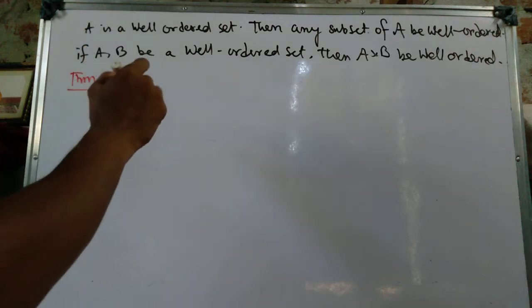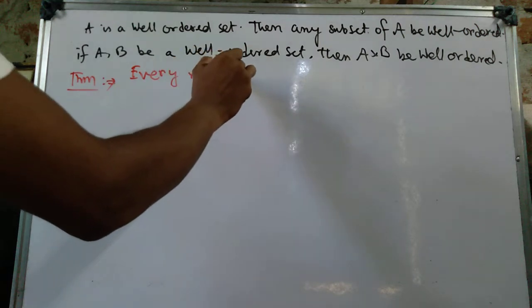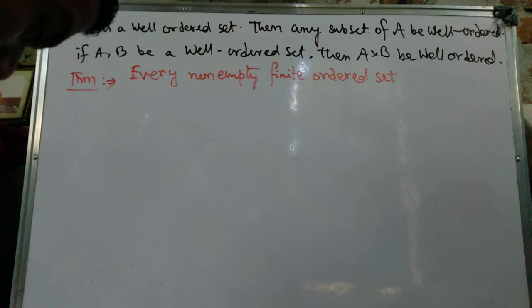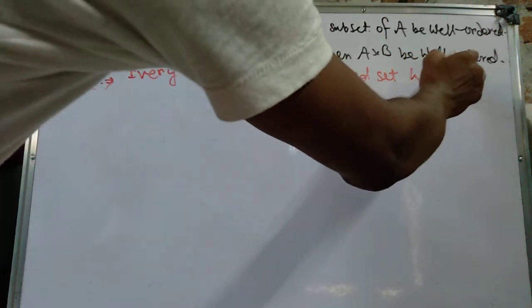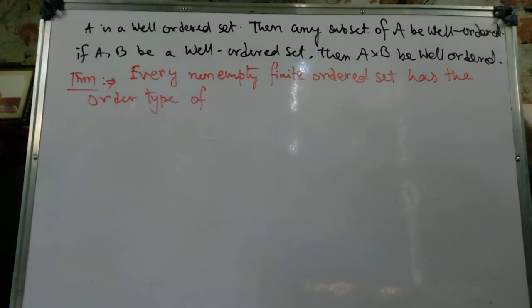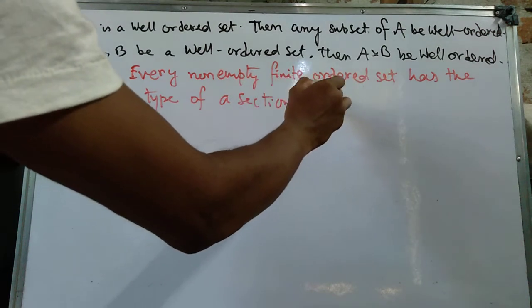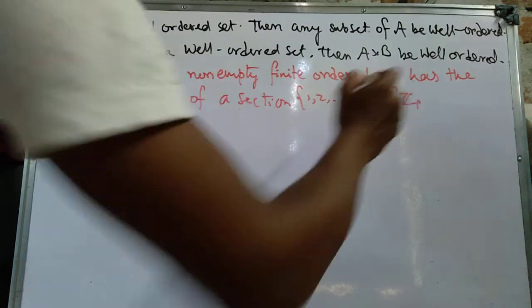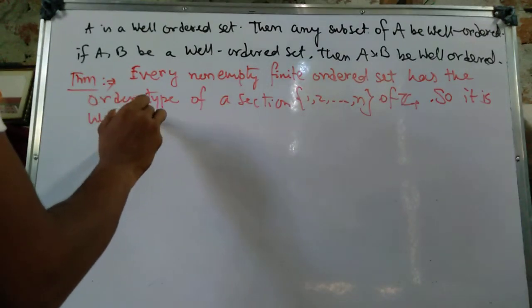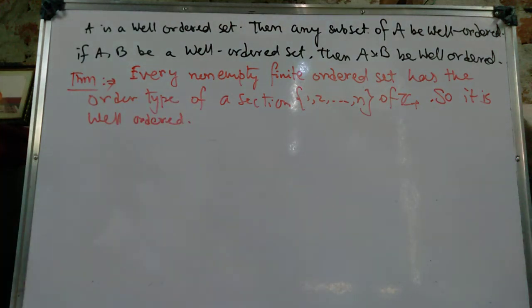Every non-empty finite ordered set has the order type of a section 1, 2, ..., n of Z plus. So it is well ordered. So how do we prove it? Every non-empty finite ordered set has the order type of a section 1 to n of Z plus. So it is well ordered.